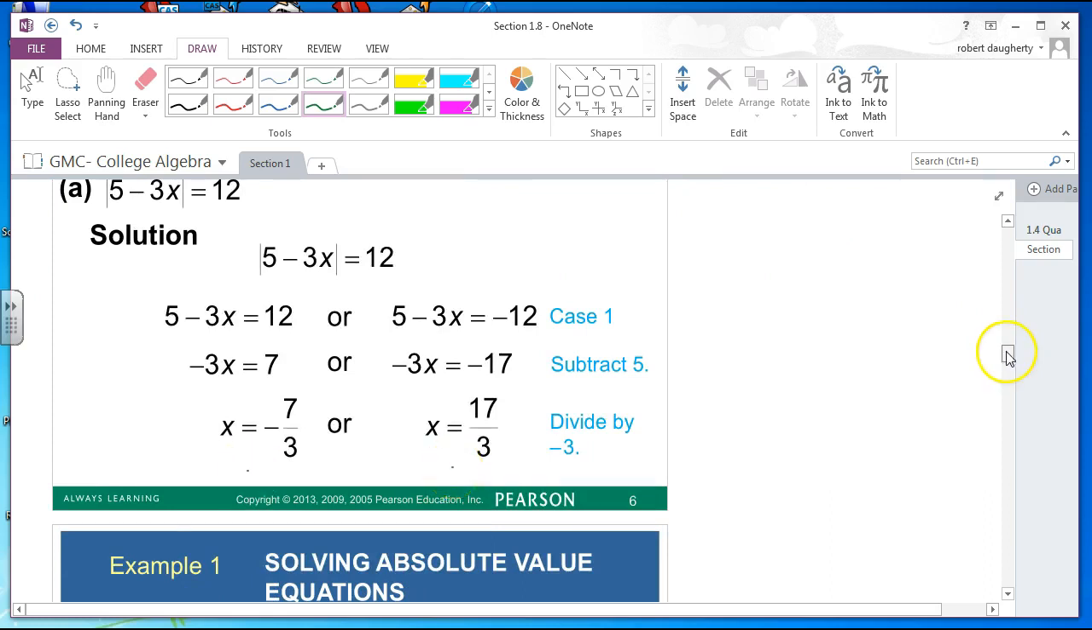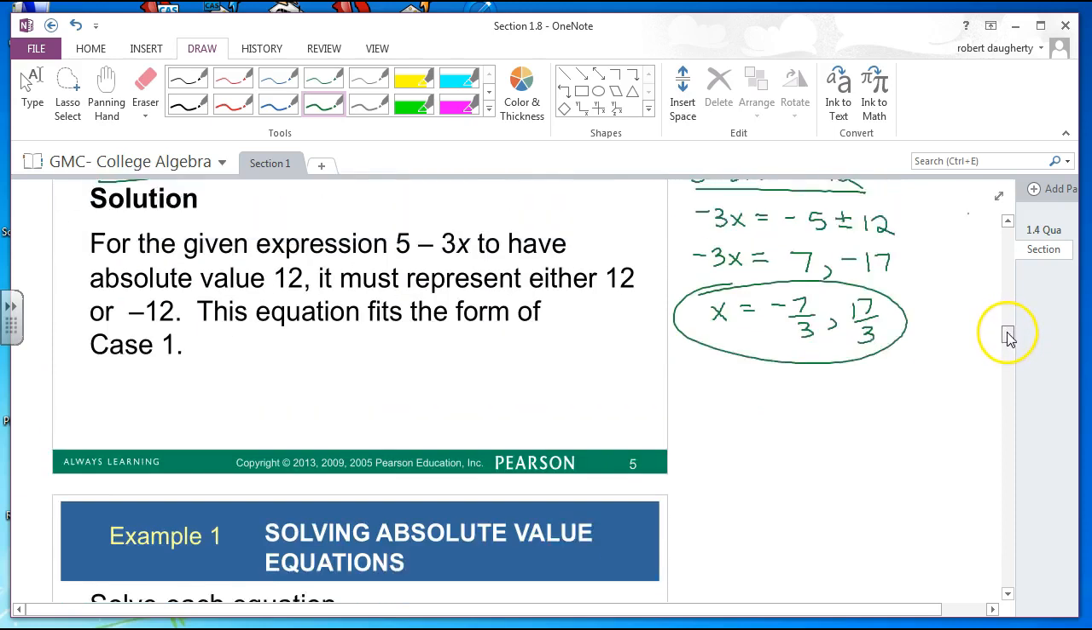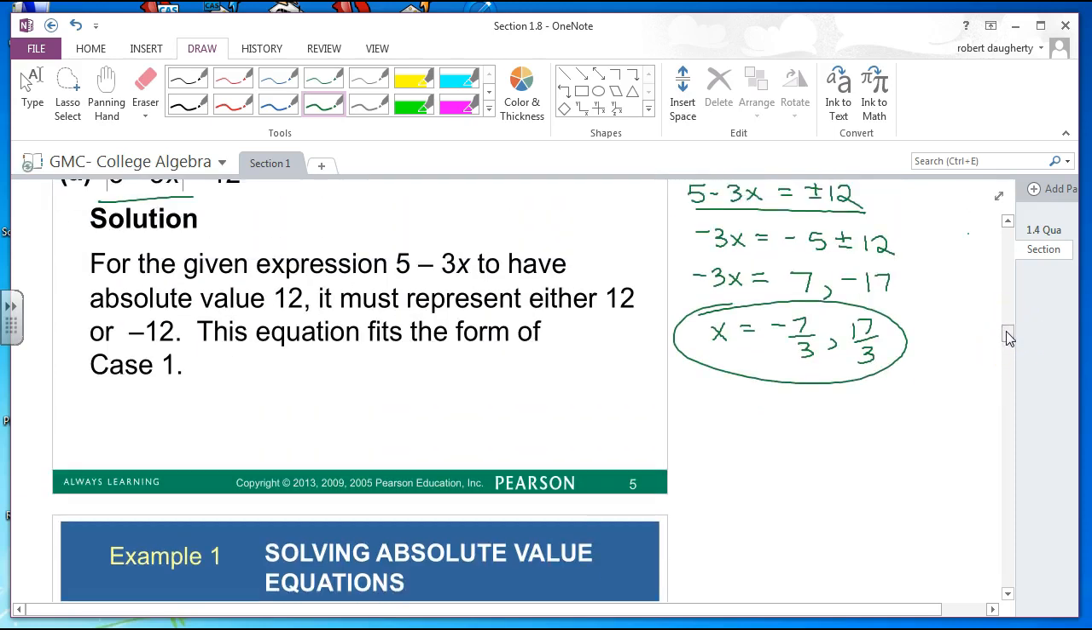Okay. Now what you could do, if this plus or minus confuses you, you could just do the problem like this. 5 minus 3x equal 12. 5 minus 3x equal negative 12. Break it into two problems. This might be an easier way to do it.